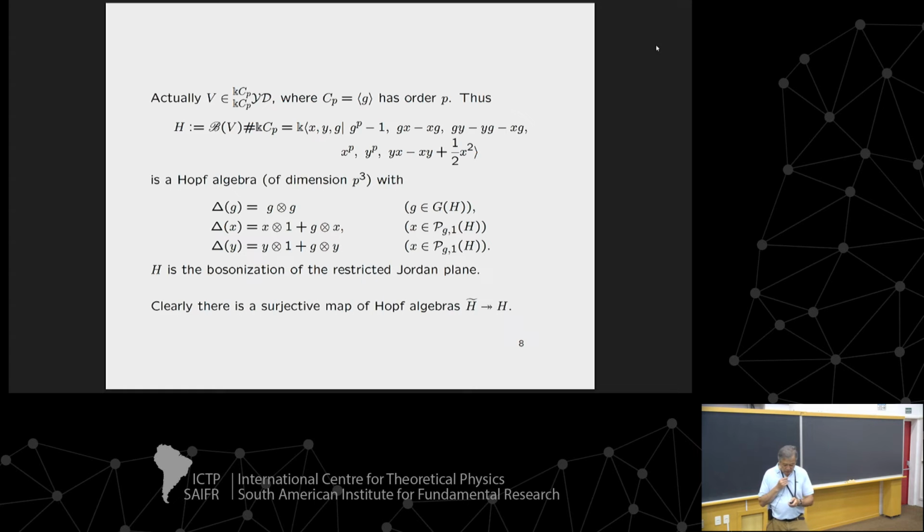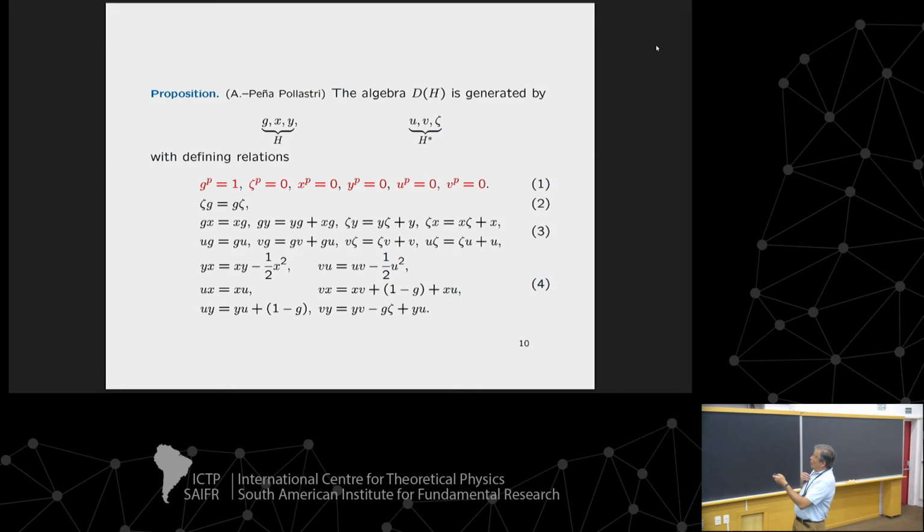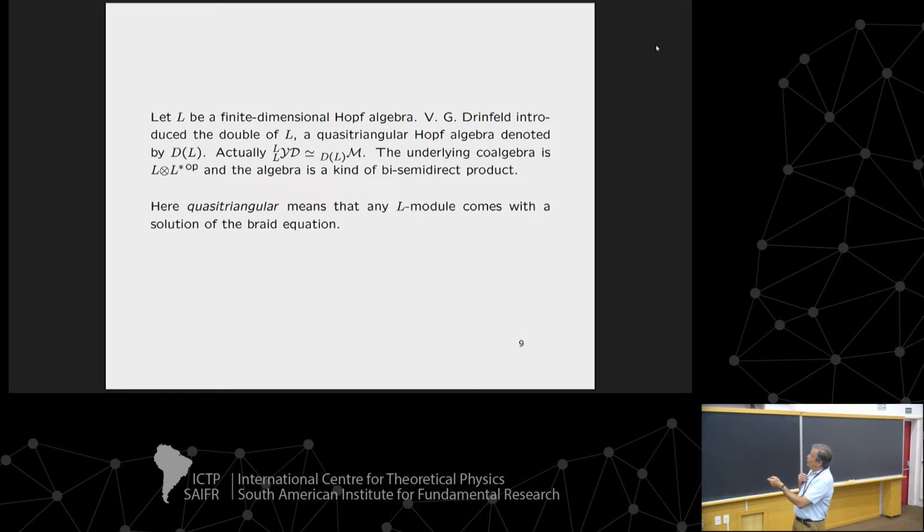Okay, this is not the algebra we're interested in. We're interested in the Drinfeld double. So what is the Drinfeld double? Suppose that L is a finite dimensional Hopf algebra. Then Vladimir Drinfeld introduced the double of L. This is a new finite dimensional Hopf algebra, which as a vector space or as a coalgebra is L tensor L dual op, and the algebra structure is a kind of semi-direct product in both ways.